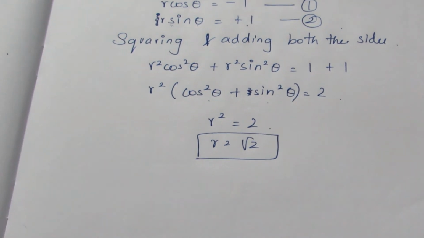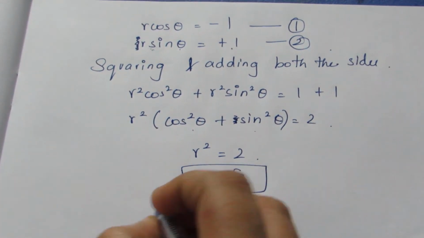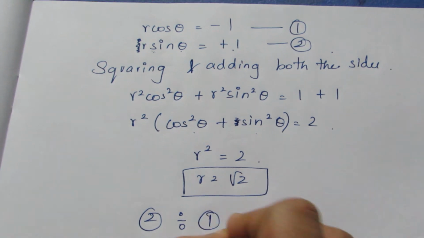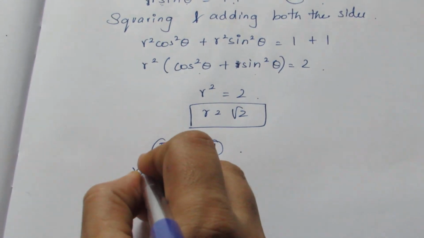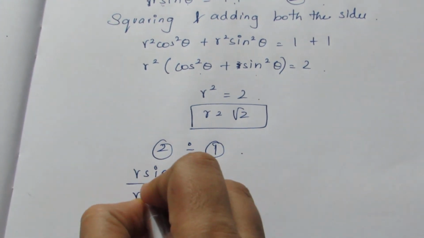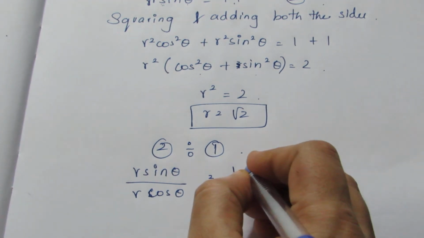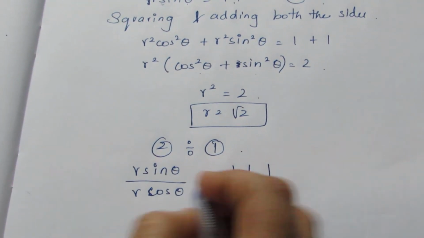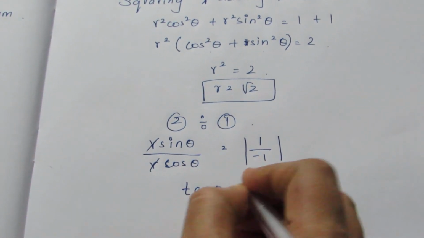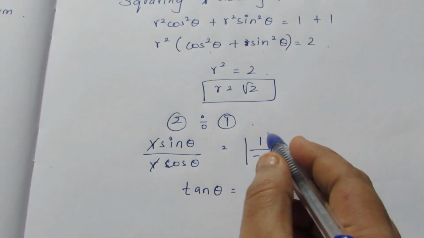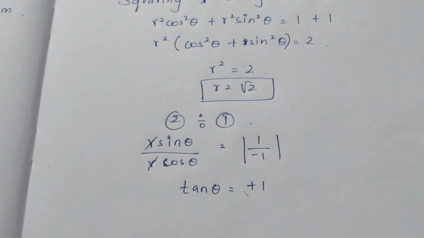We need to find the cos theta and the sin theta. For that, just divide the second equation by the first equation. If I divide, I get tan theta, so r sin theta by r cos theta is equal to modulus 1 by minus 1. R gets cancelled. This can be written as tan theta equal to plus 1, because anything with the modulus becomes plus sign.